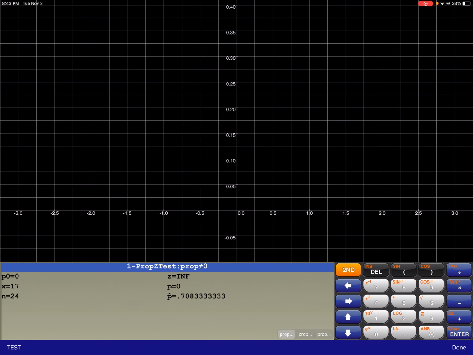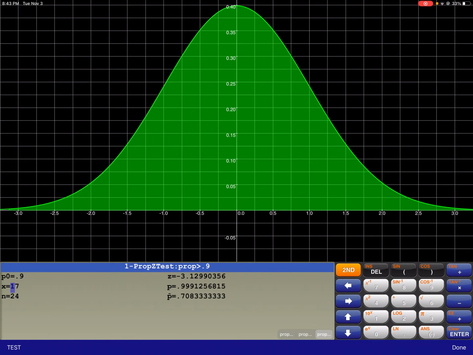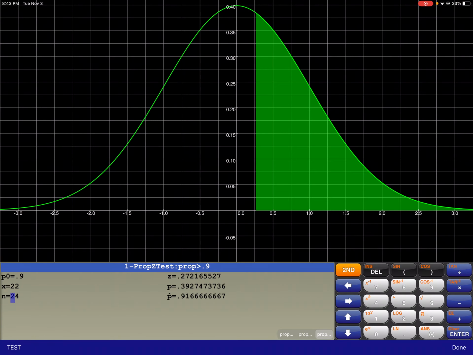Yep, so I'm right. You don't even have to type in the P hat. Our P naught is our 0.9. In this case, I want to do greater than, so I want to pick the one to the far right. Then our X was 22, and then an N of 24. Notice it gives us exactly our z-score of 0.27221, which I think is what we had. And our p was 0.39, which definitely seems about right. And our p hat was 0.9167 in this case.